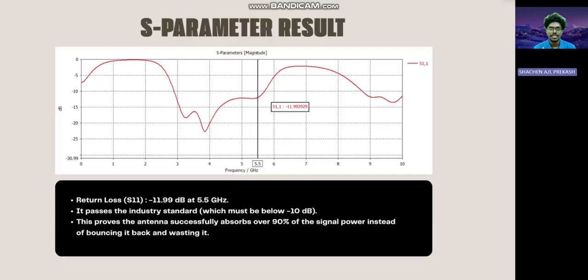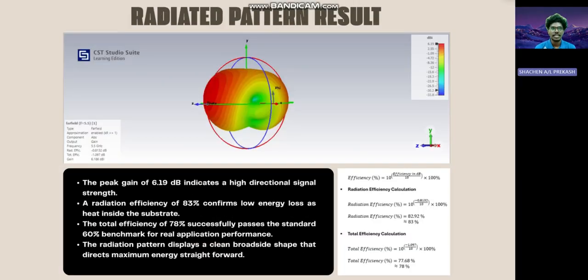Let's move to the S parameter result. For our design, our return loss S11 is negative 11.99 dB at 5.5 gigahertz, which is located here. It passes the industry standard, which must be below negative 10 dB. So this proves that the antenna we designed absorbs over 90% of the signal power instead of bouncing it back and wasting it.